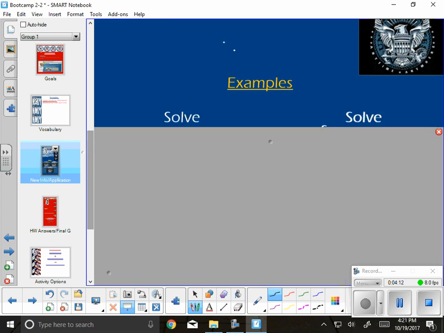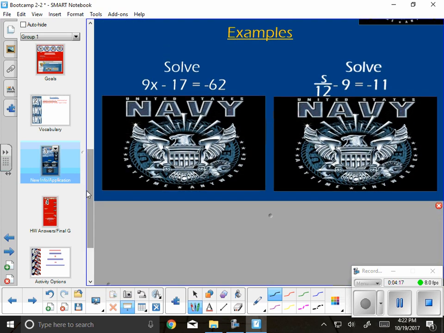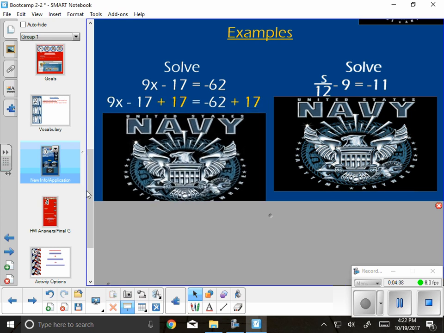Alrighty, so here are our first examples. We're going to start with the one that says 9x minus 17 equals negative 62. Following step 1, we have to get rid of what is not attached to the x. The one thing that's not attached would be that negative 17. So in order to get rid of it, we have to add the opposite. What that will look like is 9x minus 17 plus 17 equals negative 62 plus 17.